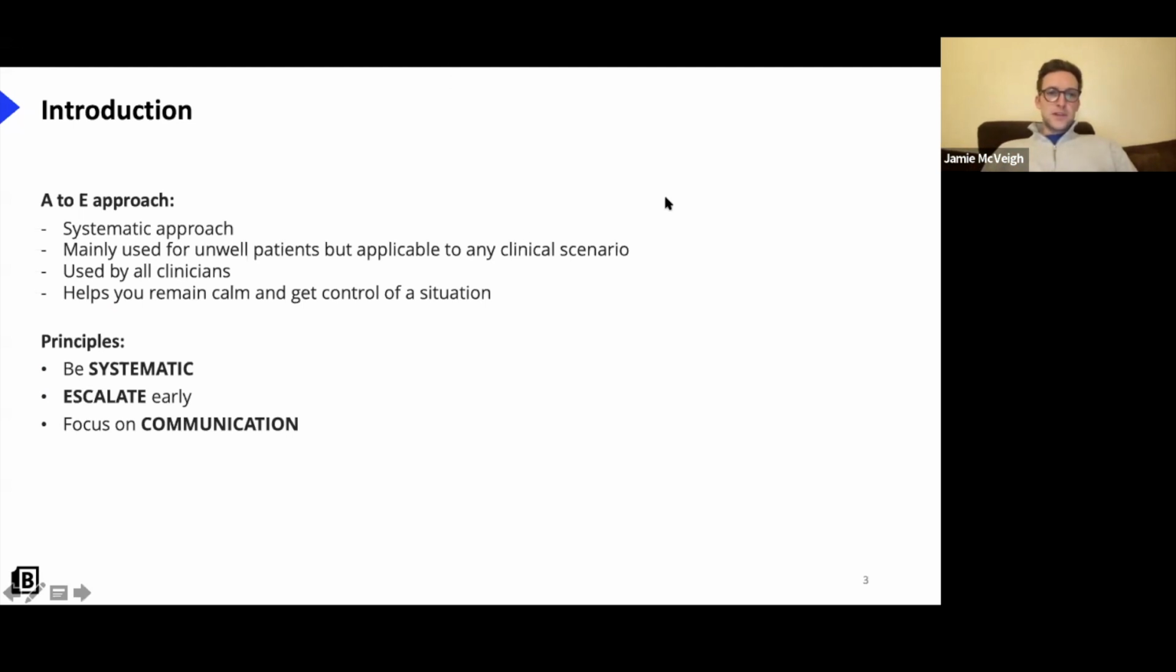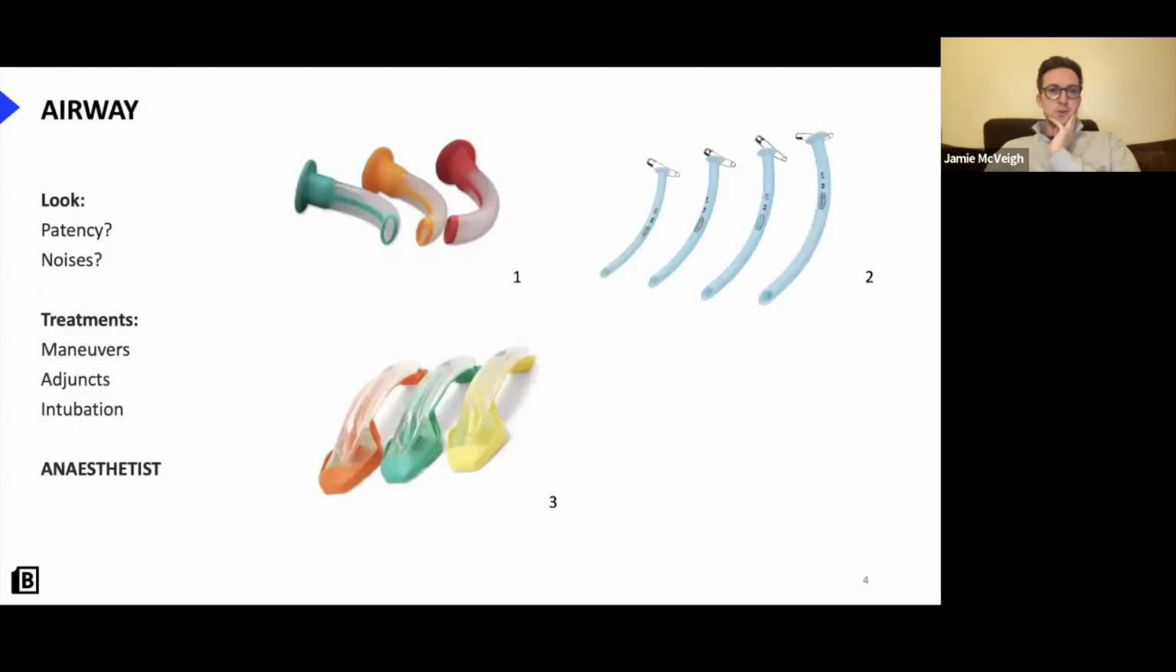A couple more have joined now. Excellent. As always, be systematic. ABCDE, that's the order that things will kill you the quickest or cause serious damage the quickest. Escalate early, particularly as a junior doctor, particularly as an F1. It's really important, and communicate well with everyone on the wards.